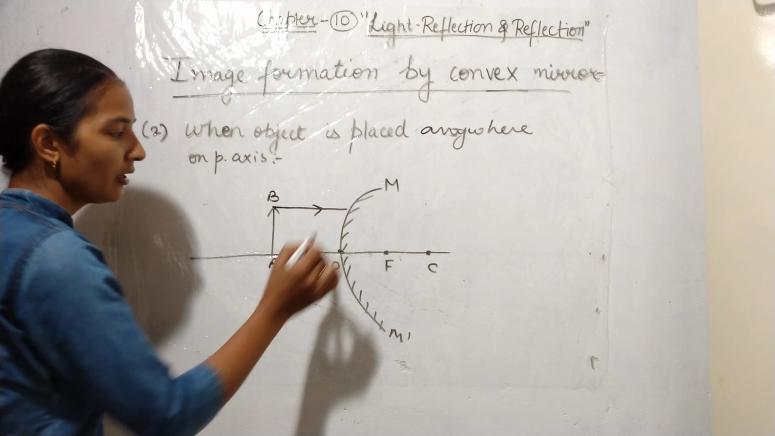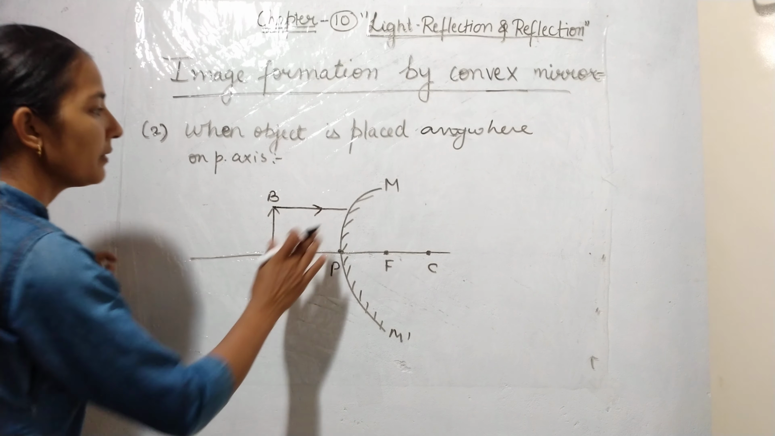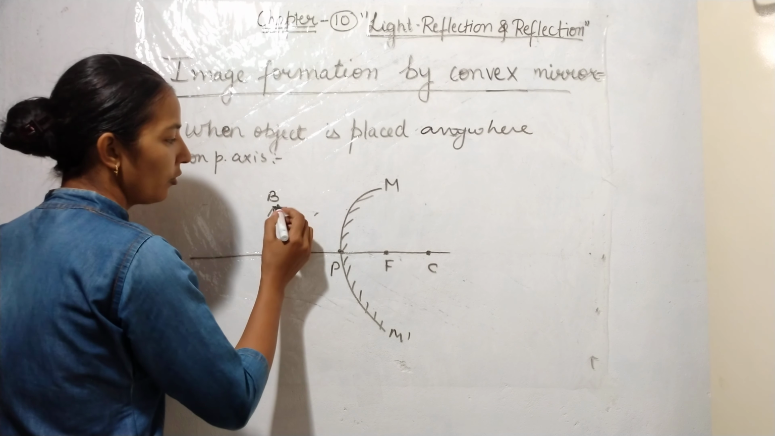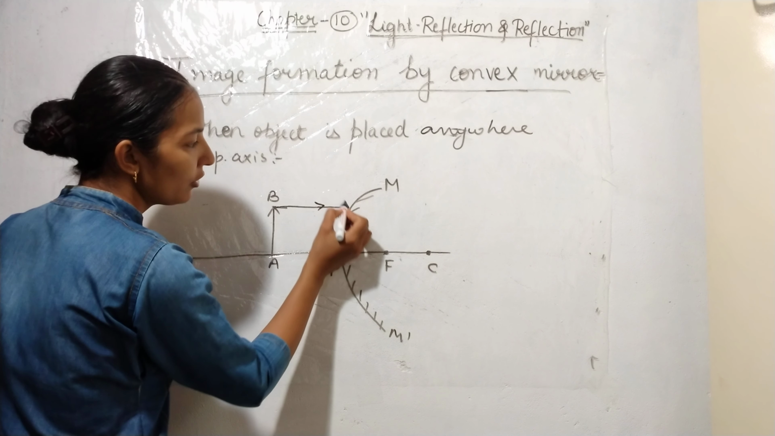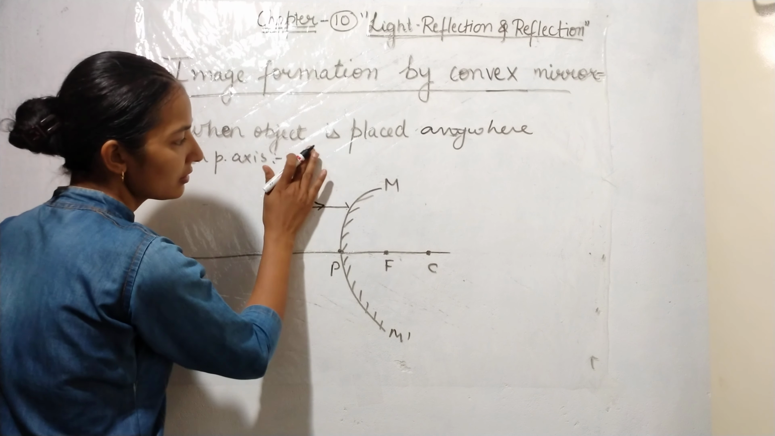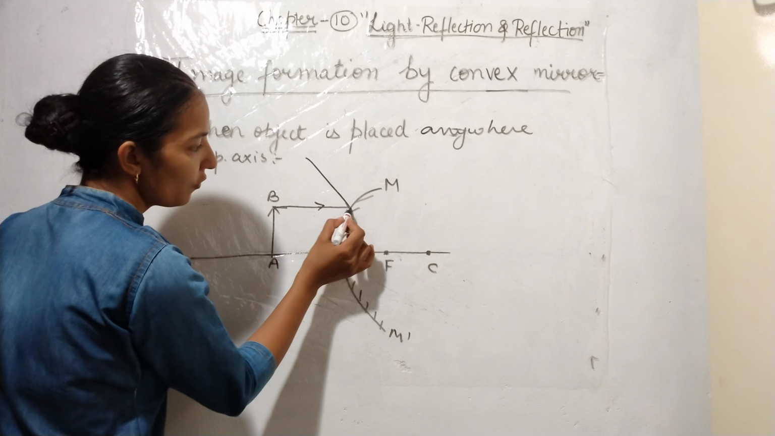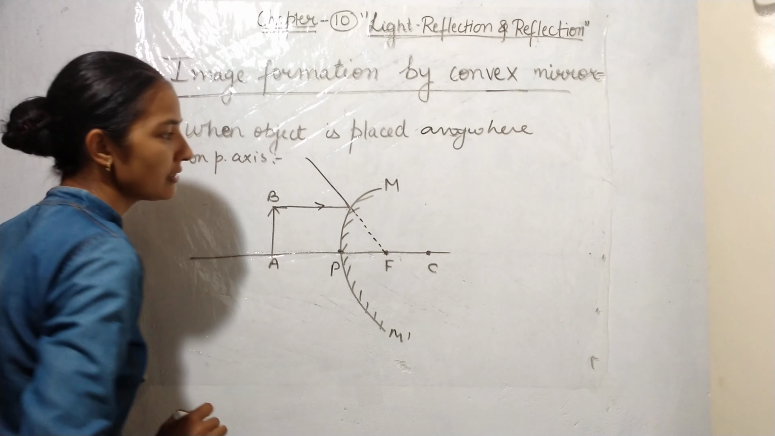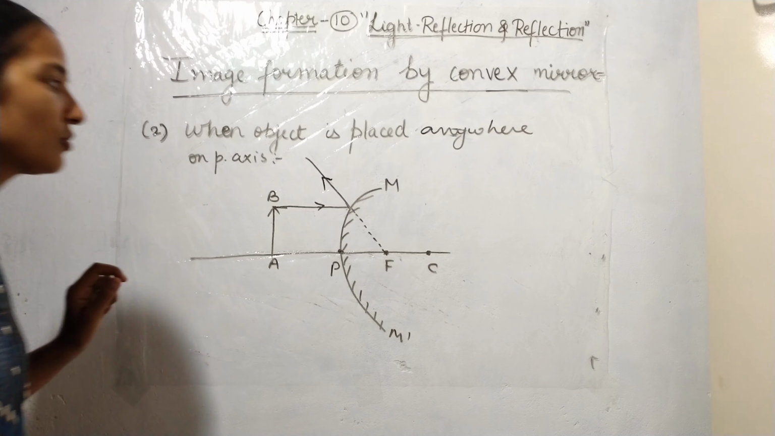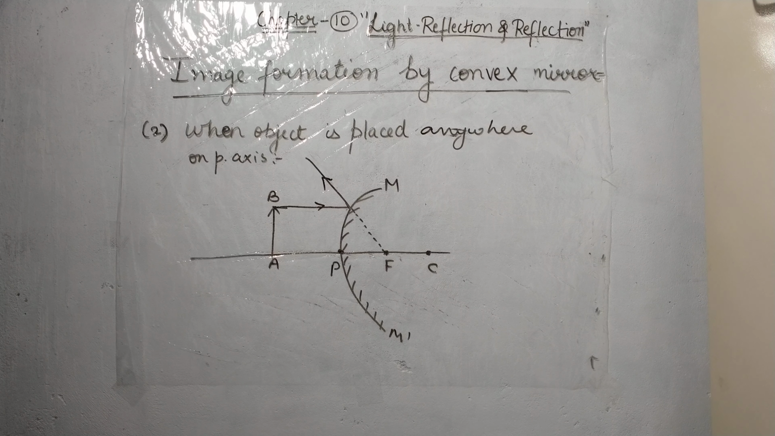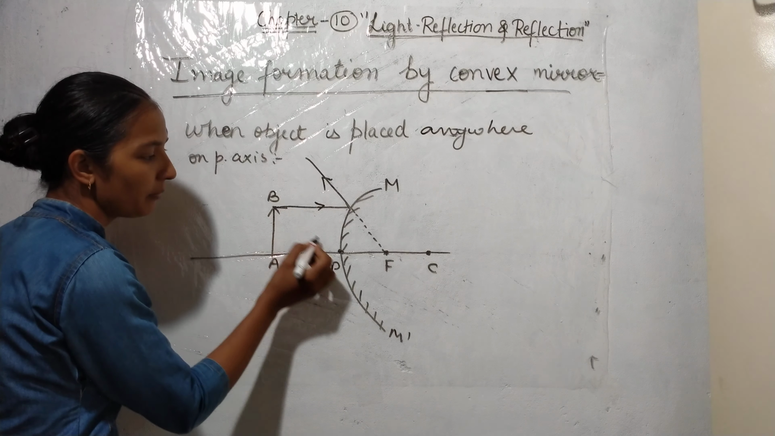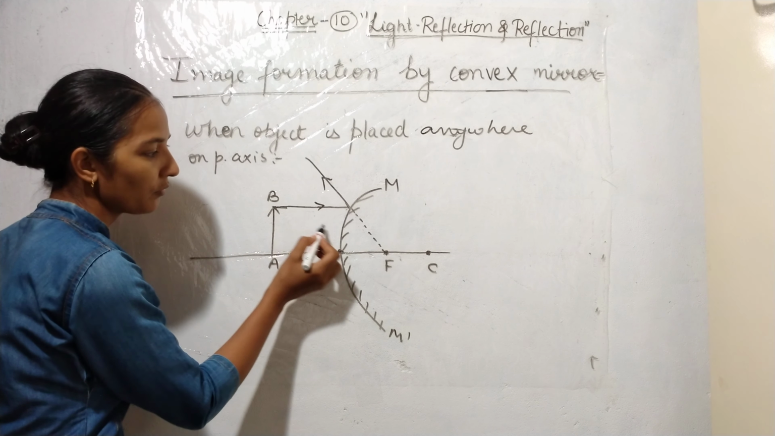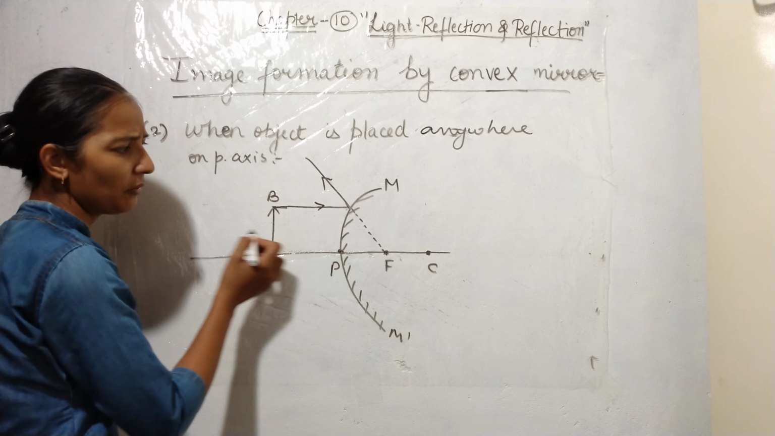Rule number 1: the rays which are parallel to the principal axis will appear to pass through the focus. Suppose we extend the path, then it is supposed to pass through the focus after reflection from the mirror. Second rule: a ray directed towards the focus will become parallel after reflection.